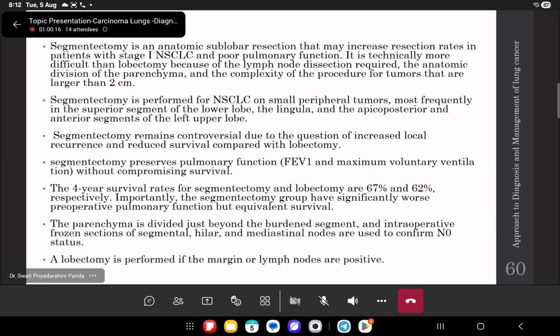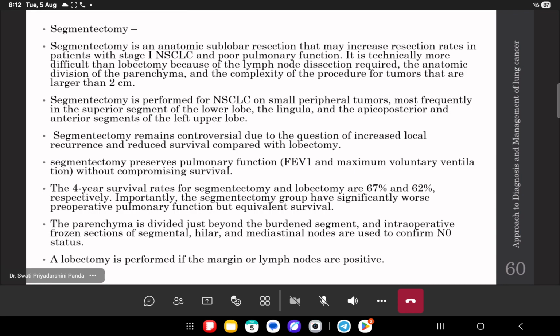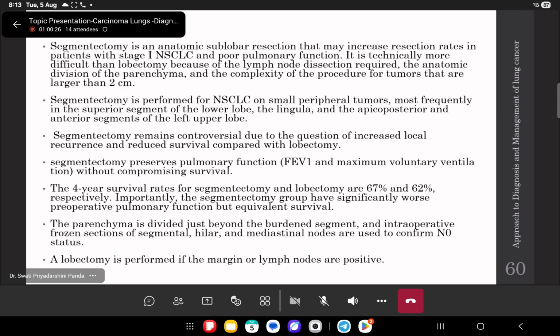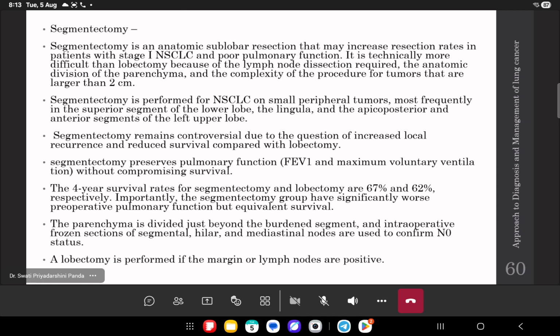Segmentectomy remains controversial due to the question of increased local recurrence and reduced survival compared with lobectomy. Segmentectomy preserves pulmonary function, FEV1, and maximum voluntary ventilation without compromising survival. The 4-year survival rate of segmentectomy is 67%, while lobectomy is 62%. Importantly, the segmentectomy group has significantly worse preoperative pulmonary function, but equivalent survival.